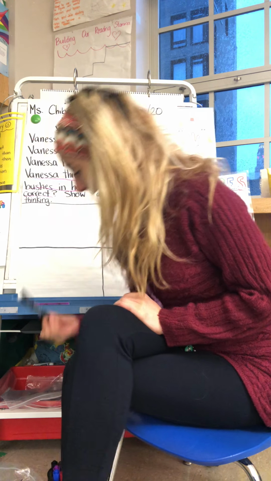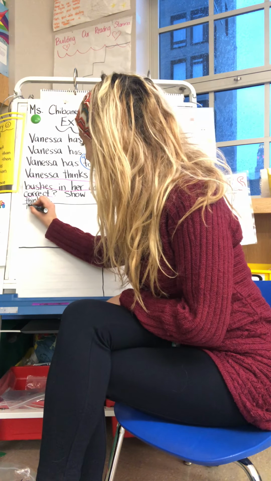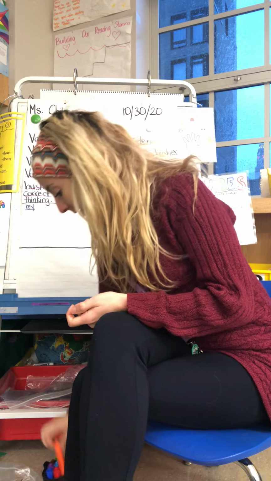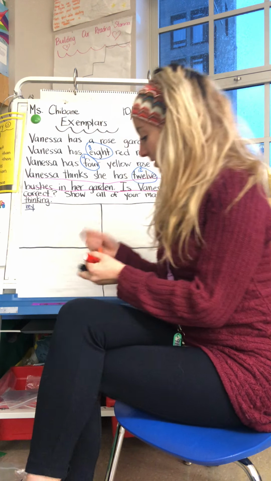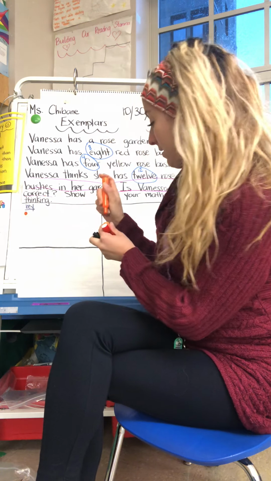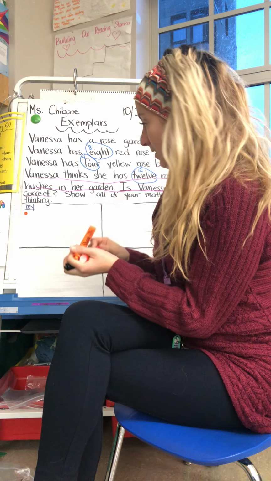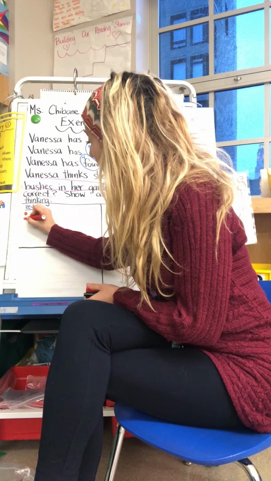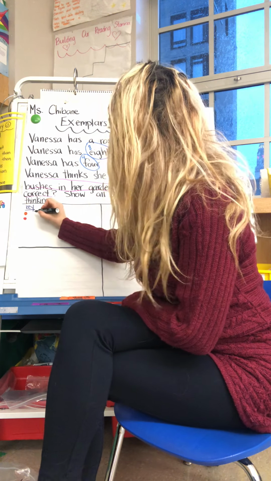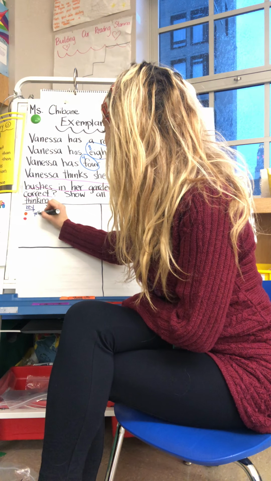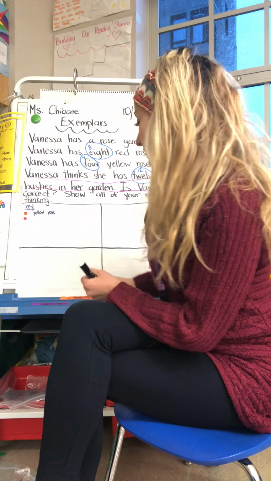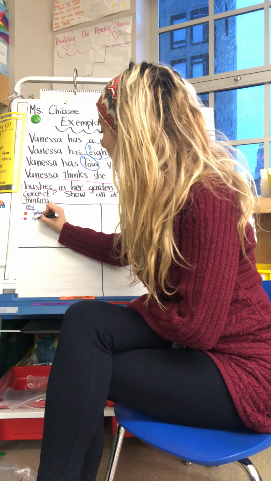So I'm going to make a key for my diagram. We'll say that orange will be the yellow rose bushes and red will be red.